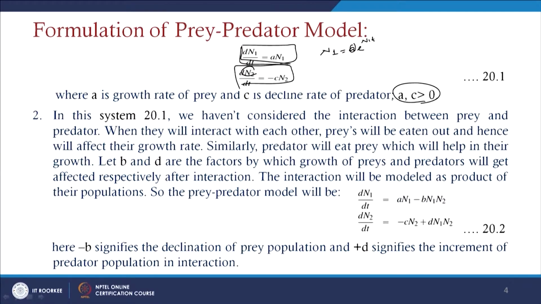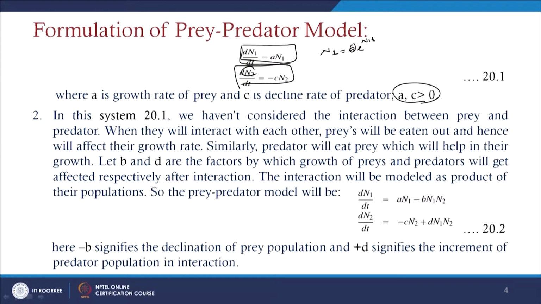In this system, we have not considered the interaction between prey and predator. This means that both these equations are independent of each other. If we consider the interaction between prey and predator, then prey will be eaten and this will affect their growth rate. Similarly, when a predator eats prey, it helps their growth. That is why b and d are the factors by which the growth of prey and predator are affected, respectively, after interaction.